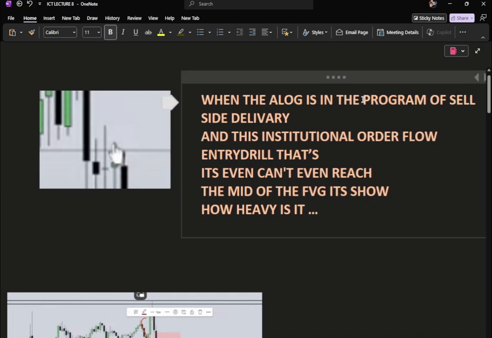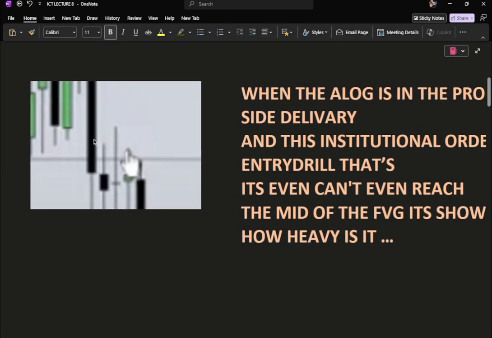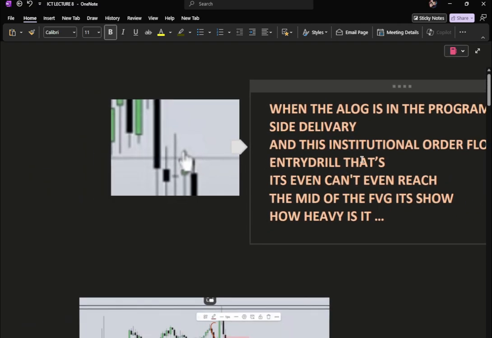When the algorithm is in the sell program or sell side delivery, and the institutional order flow entry drill, it can't even trade, or it can't even reach the mid of the FVG. It shows how heavy it is. So this was the FVG right over here, and we have an institutional order flow that's bearish.